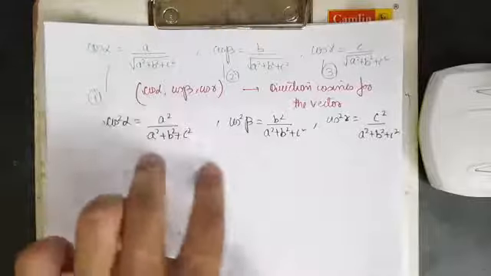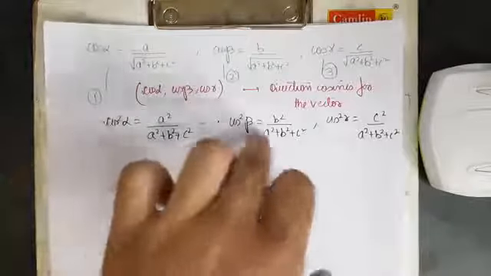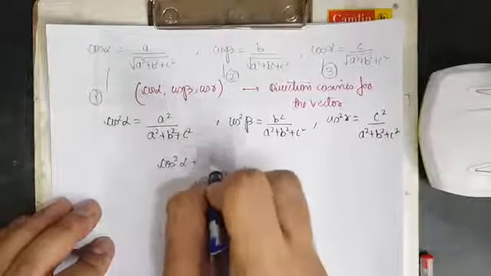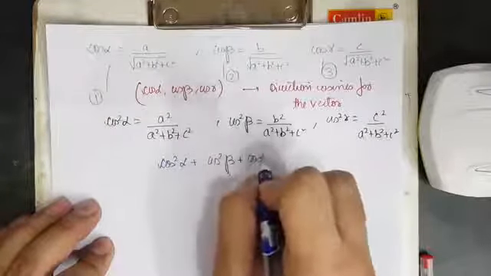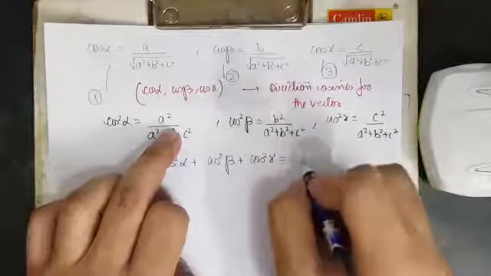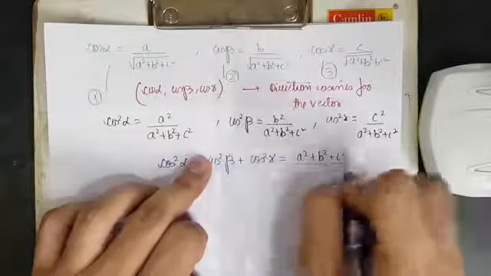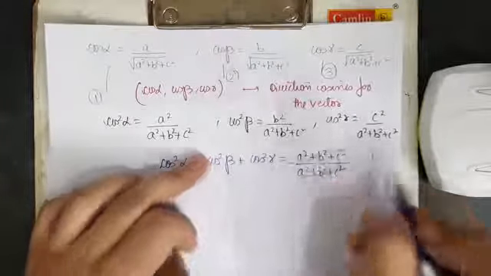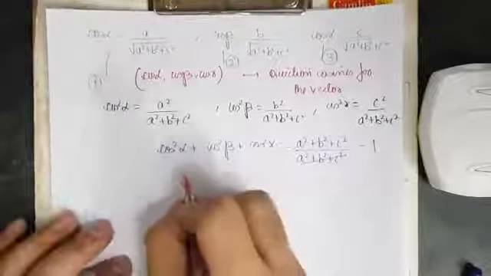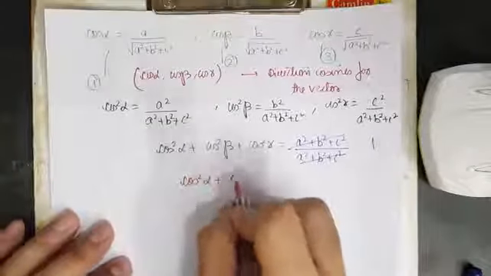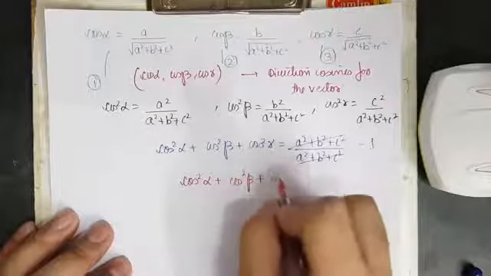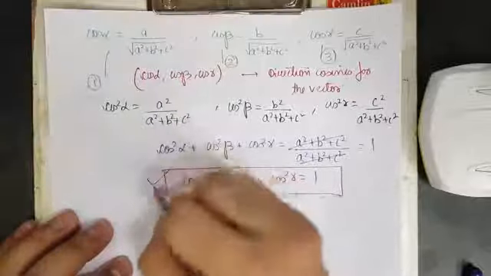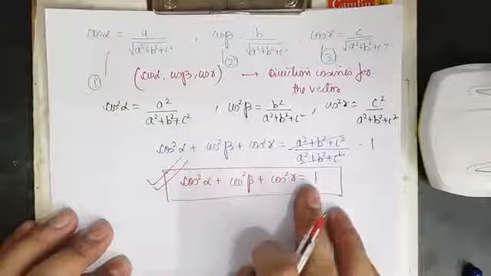Now adding these three terms, that is cos square alpha plus cos square beta plus cos square gamma, let us see what is derived. It will be equal to a square plus b square plus c square upon a square plus b square plus c square. These both cancel, giving me 1. So what we have derived, and what I want you to remember, is that the sum of the squares of the direction cosines will always be equal to 1.